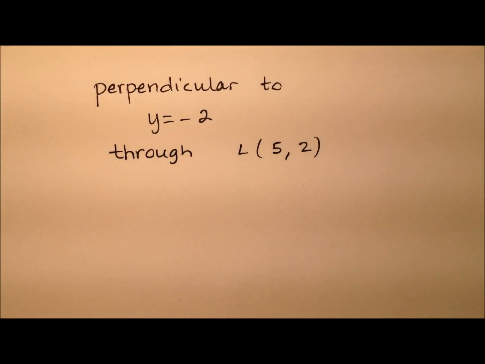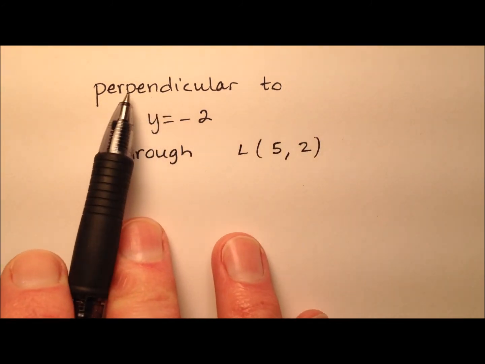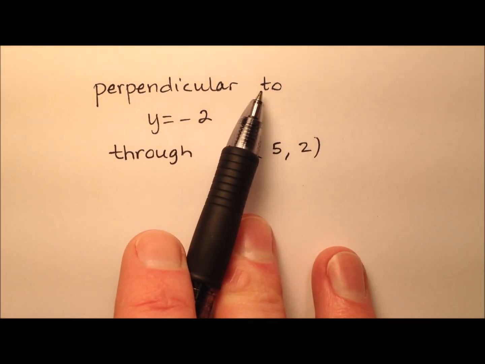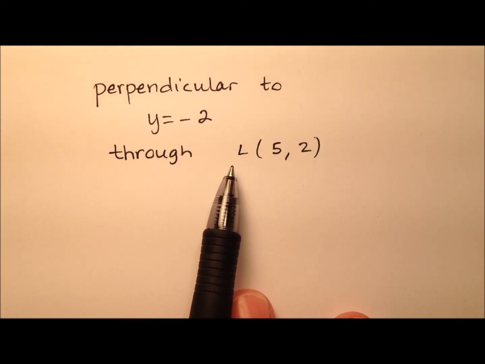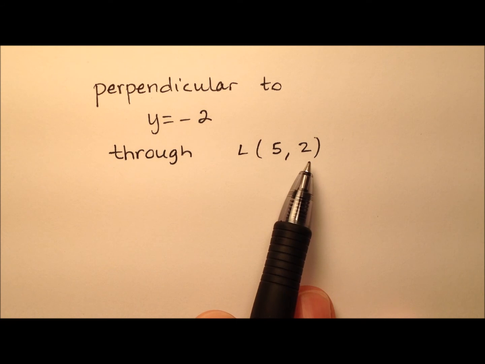In these last two examples, we're going to focus on horizontal and vertical lines. And the relationship between any vertical and horizontal line is that they are already perpendicular to one another. So when graphed, they will intersect, forming a right angle. Okay, so in this fourth example, we're going to write the equation of a line perpendicular to y equals negative 2, and it's going to pass through point L, which is 5, 2.